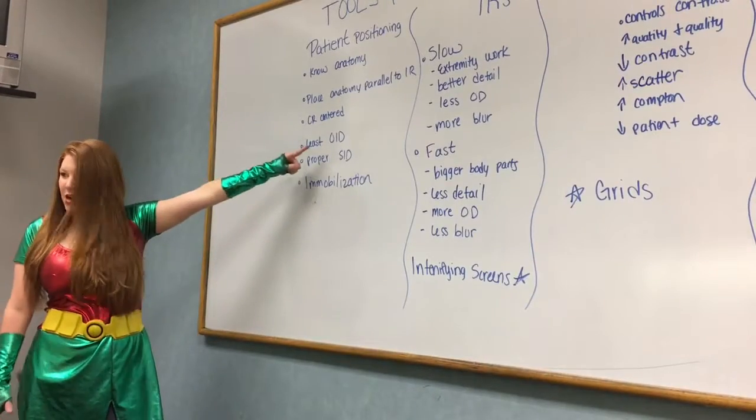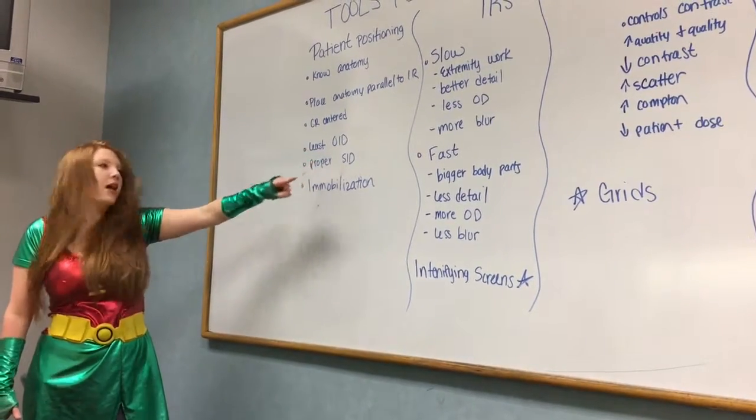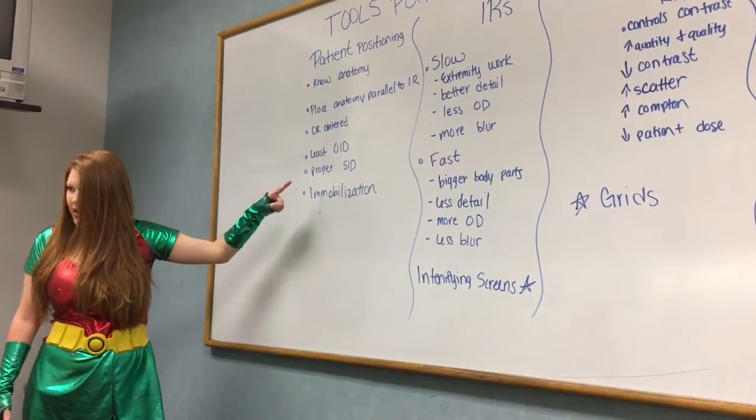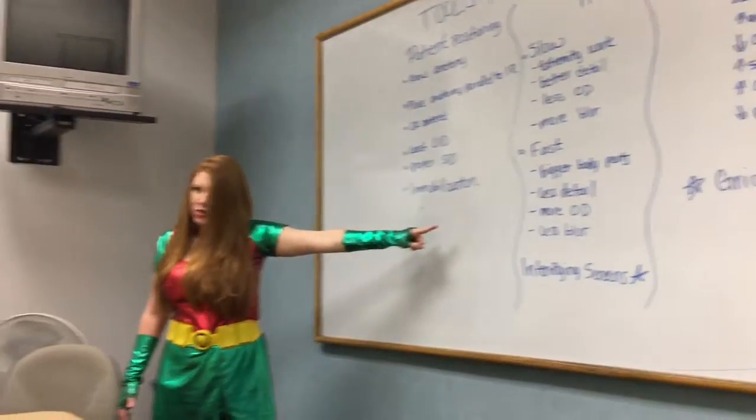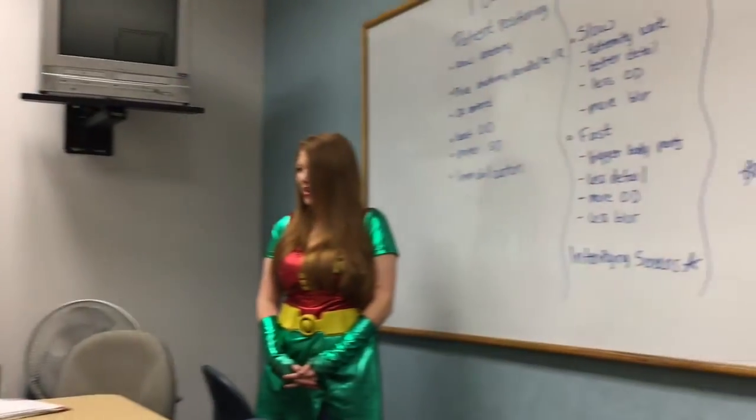You have to have the least OID as possible and the proper SID, or your magnification is gonna be off. And immobilization is very important, so your image is not blurred. Any questions?